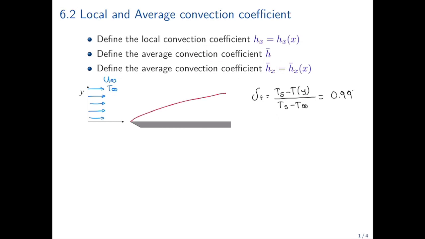We have the thermal boundary layer, it is more or less like this. So we have a distance x, and at this distance x we have this thickness, that's delta t. It is defined that at the top point the temperature is going to be equal to 0.99 T infinity, and the temperature of the plate always is going to be Ts.